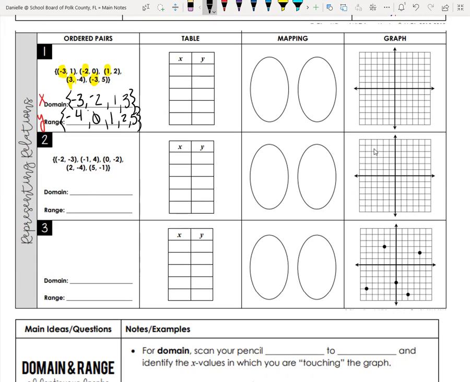If I want to write those ordered pairs in a table, we do the same thing. So we would go -3, -2, 1, 3, and this time we do need to repeat our numbers. And our y values match up, so we'll have 1, 0, 2, -4, and 5. When we are mapping, we're going to take what we wrote for domain and range. So we're not writing the repeating values.